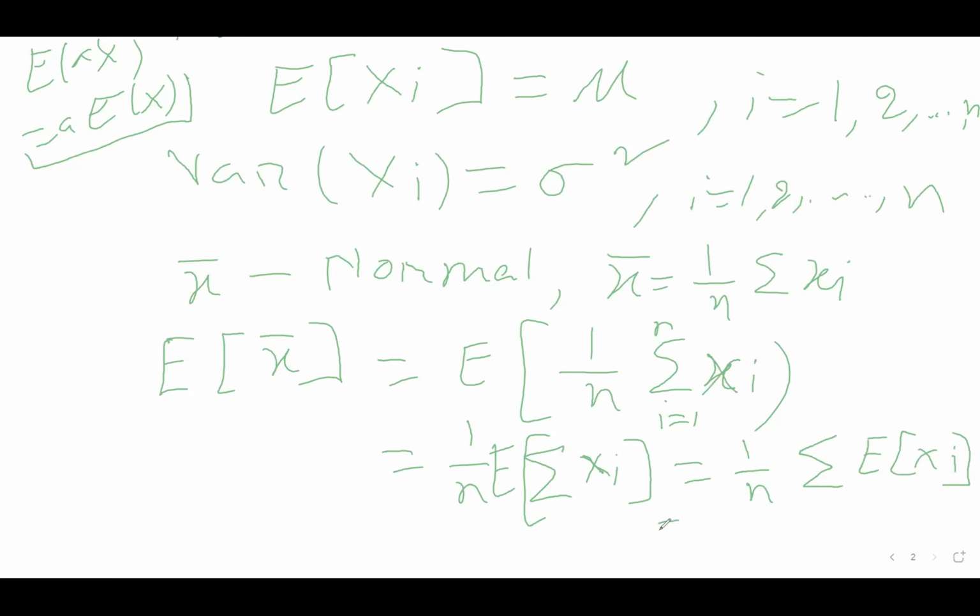Okay, so this is equal to 1 over n summation of, what is the expected value of xi? This is mu here, right? The expected value of xi is mu. So we can just write mu, i equals 1 to n. Is it clear? Do you have any question?